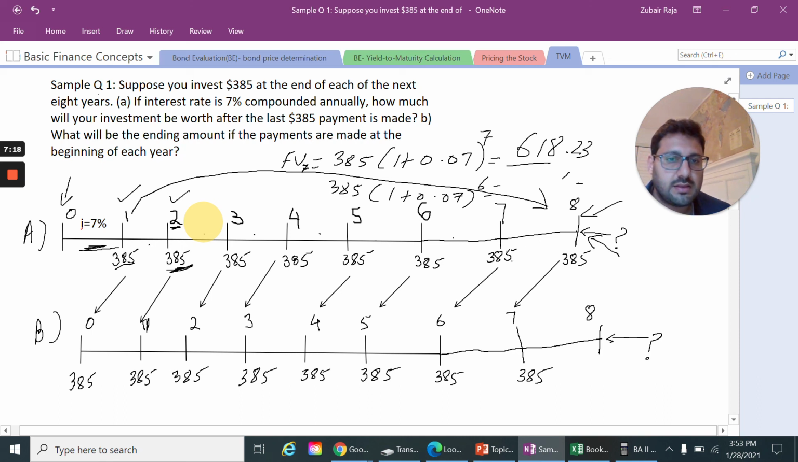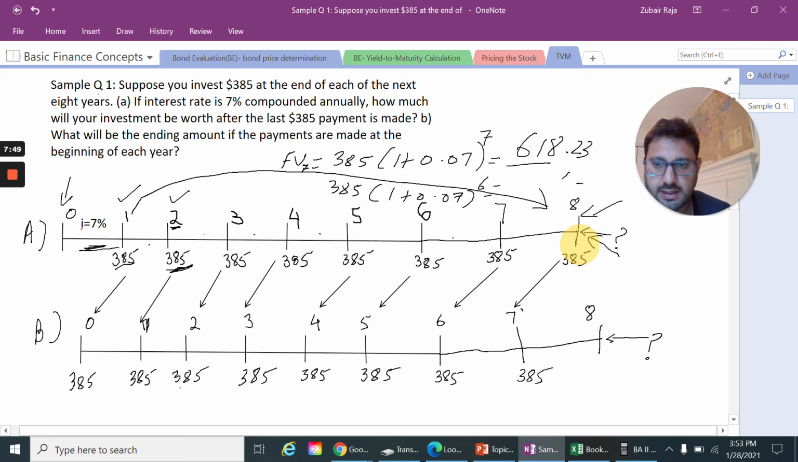Likewise, the money deposited at the end of the 8th period in scenario A, in scenario B is getting deposited at the end of period 7, or in other words, at the beginning of the 8th period, right? Rather than at the end of the 8th period, it is getting deposited at the start of the 8th period.